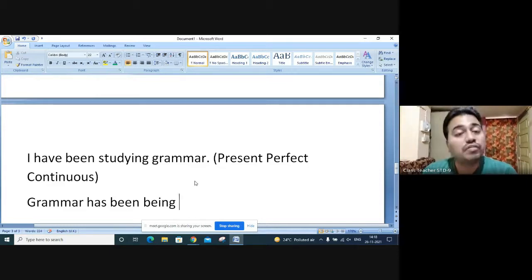Right? And what will happen to the main verb? It will again become the V3 form. So what is the main verb? Studying. So it will become studied. Studied by me. Grammar has been being studied by me. ऐसा sentence कहीं देखा है?